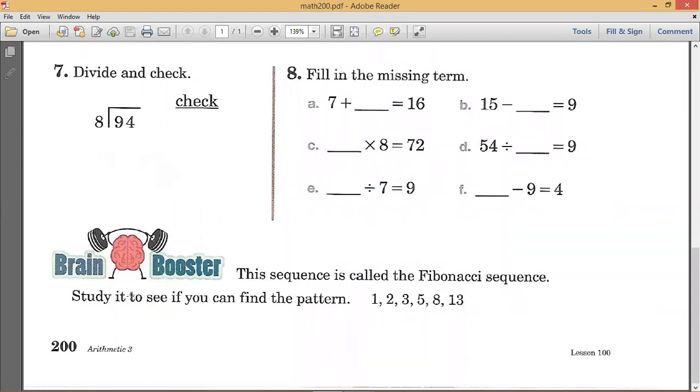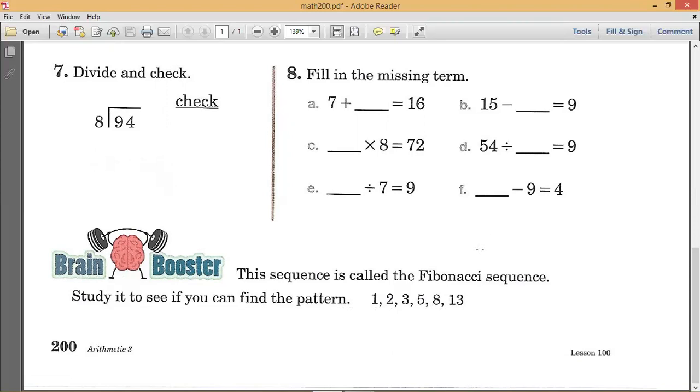Now we have here the brain booster, and this is something new. This is what you call the Fibonacci sequence. I don't know if you have heard of the Fibonacci sequence. Now, Fibonacci is an Italian mathematician. He was the most famous mathematician of his time. And so he came up with a fun pattern, and this is what you call the Fibonacci sequence. It is something like this: 1, 2, 3, 5, 8, and 13. Each of these numbers is what you call a Fibonacci number. So study it to see if you can find the pattern.